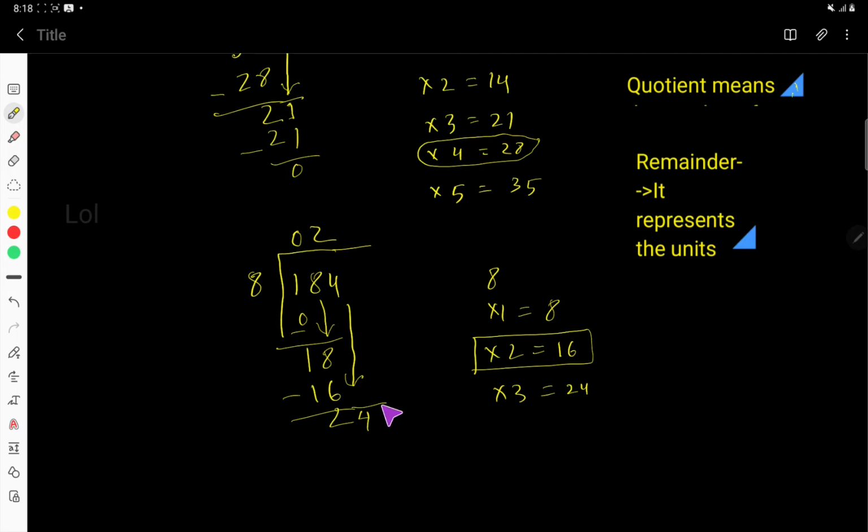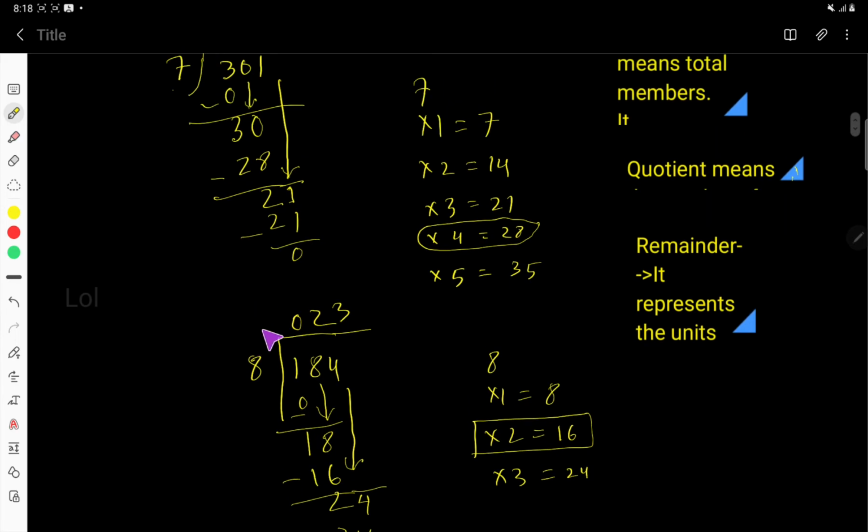Right? So now how many times does 8 go into 24? 3 times. Look, 8 times 3 is 24. So let us take 3. 3 times 8 is 24. If you subtract, then you are getting 0. So this 0 actually doesn't have any value, so 23 is the answer. That is, you can make 23 groups.